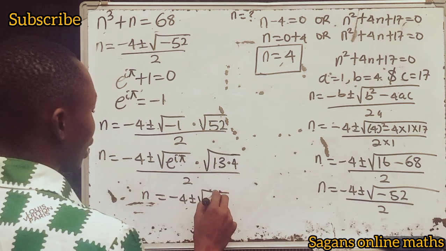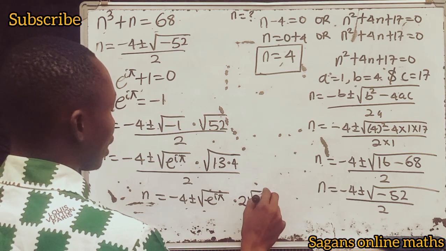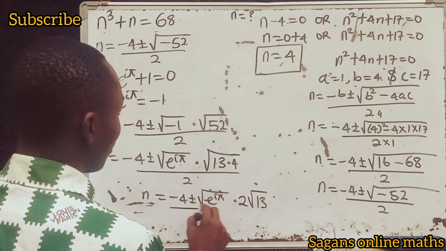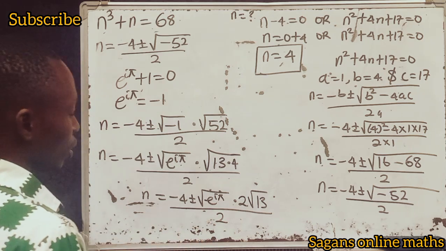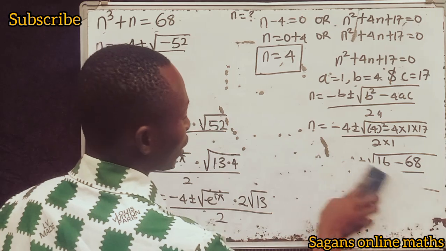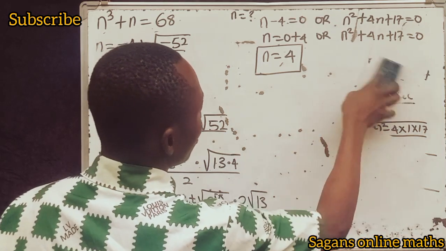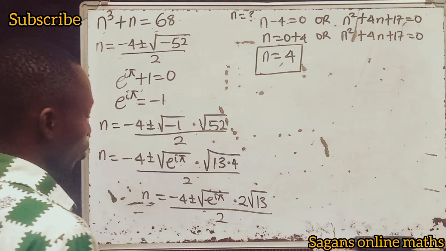e to the power of i pi, then multiplied by 2 root 13, divided by 2. Now what you are going to do here, let's simplify this further to look for the value of n. So we can remove this from here quickly, because you are looking for the value of n.